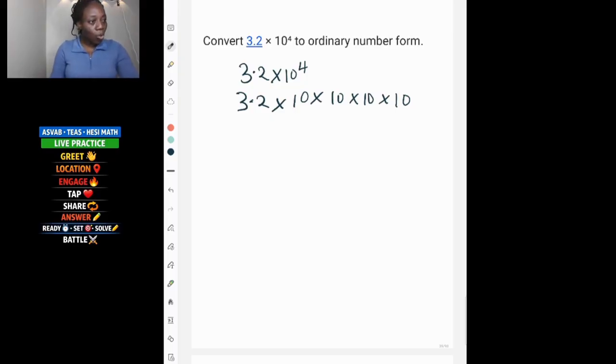Now, 3.2: 3 times 10, that will be 30, right? Then with that 2, the point will no longer be there with this 10. Then the rest will now be: this one we had 1 0, this one we had another one, this one we had another one, and the answer is 32,000.